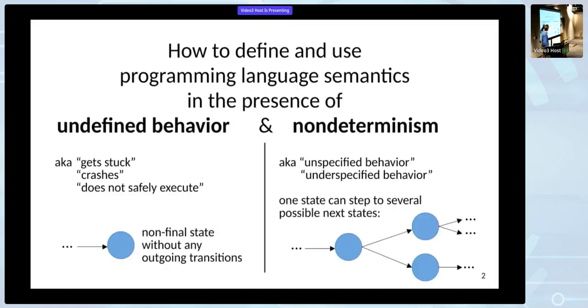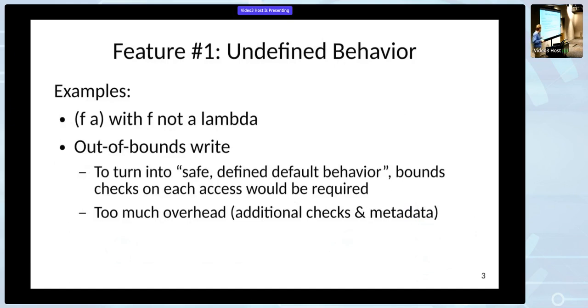So this talk is really about how to define and use programming language semantics in the presence of both undefined behavior and non-determinism. By undefined behavior, I mean the program gets stuck, or all these ways of saying it. In terms of state transition diagram, I mean there's a non-final state without any outgoing transitions, or in the case of non-determinism, I mean that there are several possible outgoing transitions. Why are these two useful? I think I don't need much convincing here.